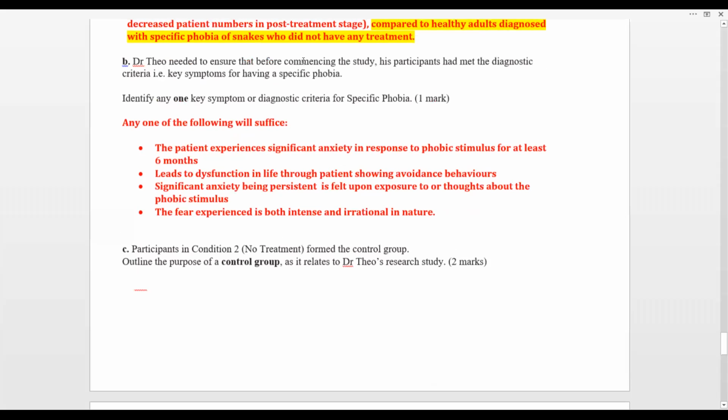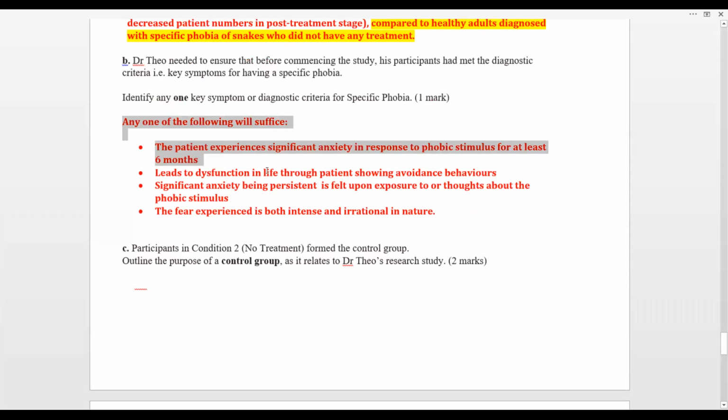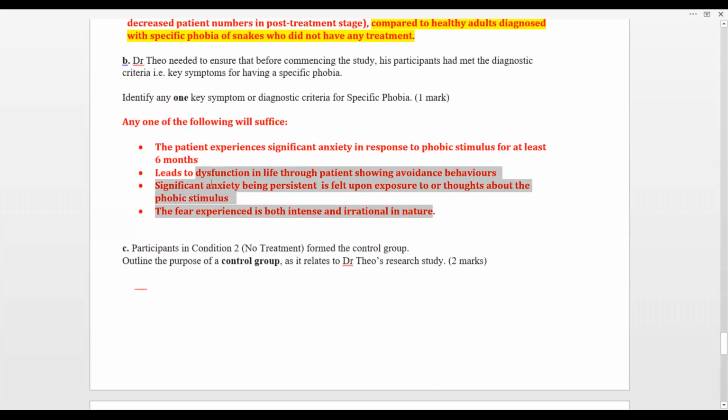So yeah, for the previous question, you just have to identify any one key symptom. Any of these will be fine. The main ones you could talk about are basically the fear being intense or irrational, the anxiety being persistent, the person showing some kind of dysfunction, not being able to function normally in life, or the participant showing avoidance behaviors. You could also even talk about the time duration, like the anxiety symptoms persisting for about 6 months.